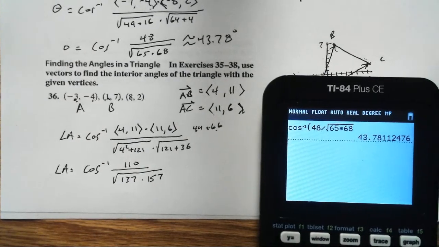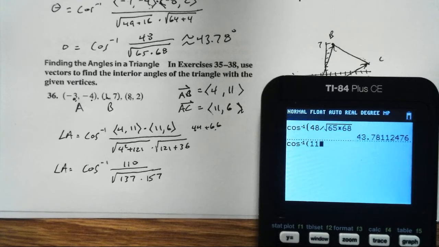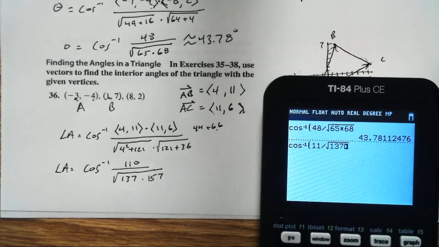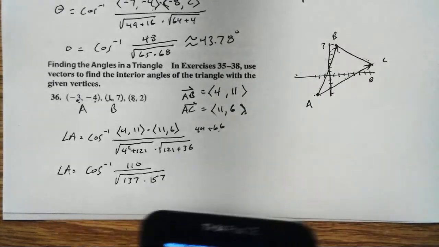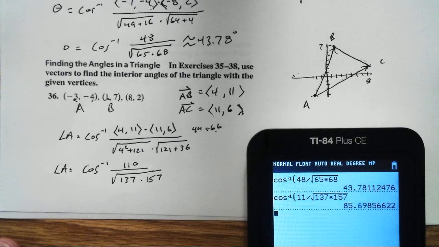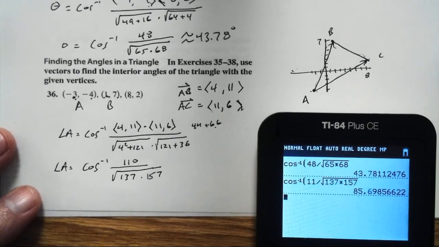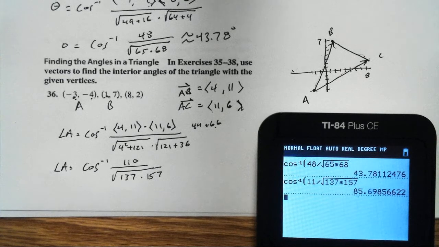Second cosine inverse. 110 divided by the great big square root, 137, maybe just big square root, times 157. And angle A is about 85 degrees, which I am not a believer in. This is probably good that you see this because it reinforces checking. I promise you, I did not intentionally make a mistake here.